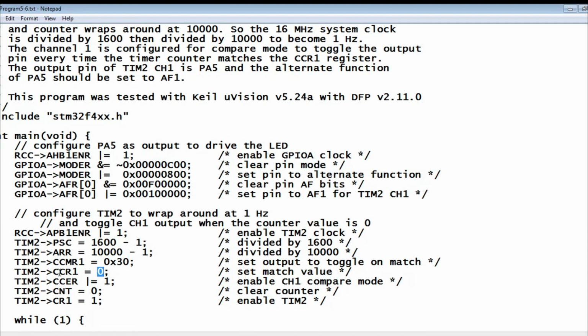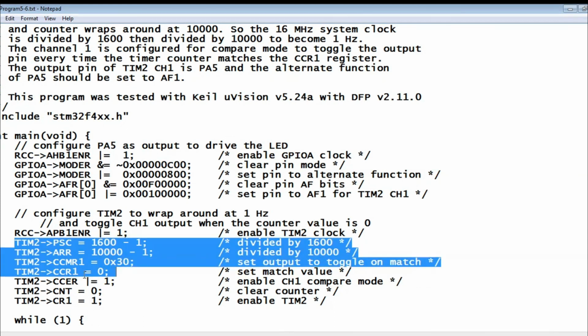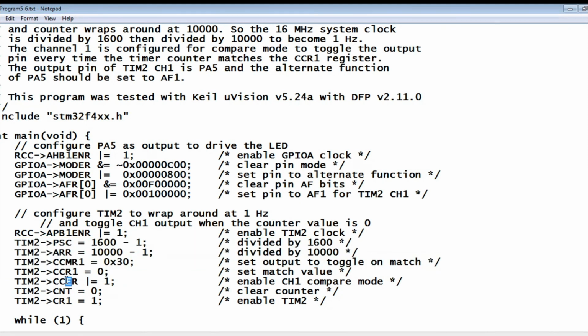So after configuring all these steps, you need to enable timer 2 channel 1. How will you enable timer 2 channel 1? The 0th bit of the capture compare enable register should be 1. That means you are enabling compare mode for channel 1, or you are enabling channel 1. Then the timer counter value you are initializing to 0.